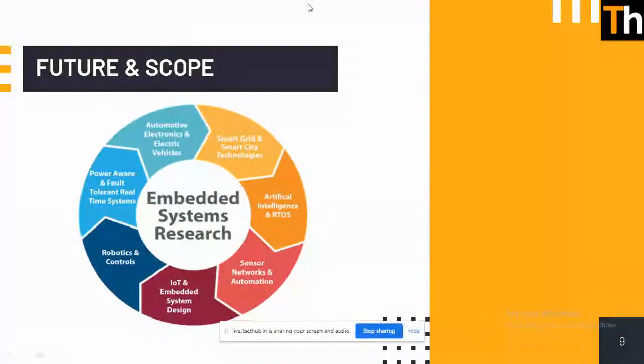So embedded systems and research in these systems is going on in automotive electronics and electric vehicles, smart grid, smart city. Nowadays our government is very keen about smart cities, smart technologies, which can measure, analyze, report. This is smart. Smart is not by just looking at the device externally, but how it is measuring, analyzing, reporting, sensing. All this comes in smart technology.